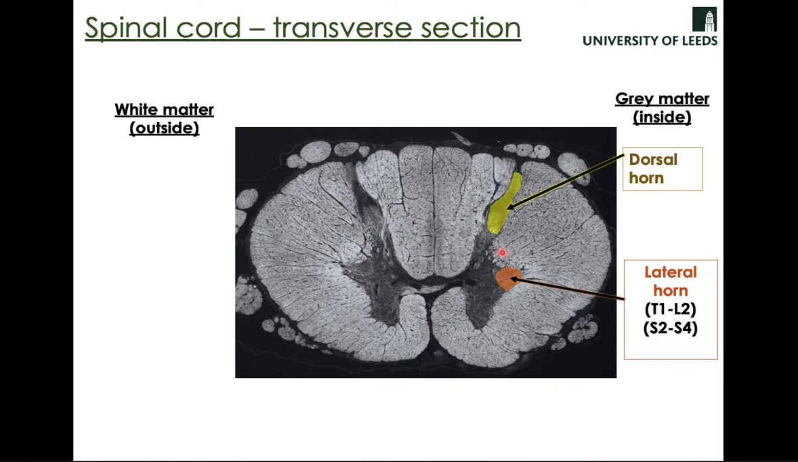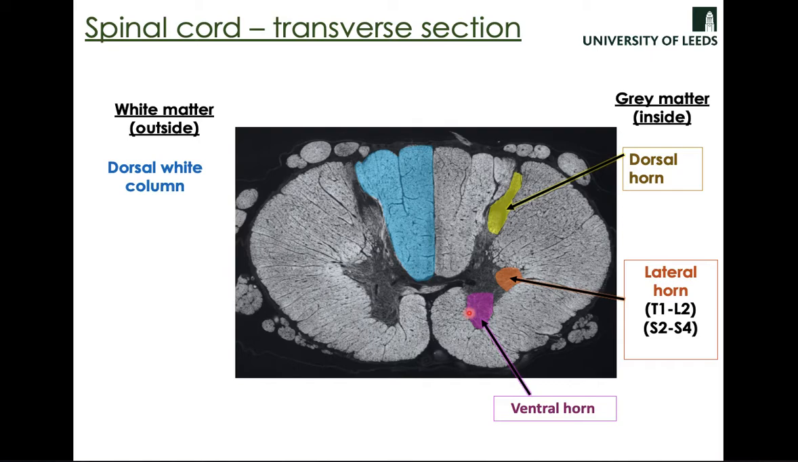We're also going to have a lateral gray horn, but this lateral gray horn only exists between the T1 and L2 levels of the cord and the S2 and S4 levels of the cord. This is going to form the origin of preganglionic visceral motor neurons of the sympathetic and parasympathetic nervous systems. The ventral gray horn, here ventrally, contains the somatic motor neurons that are going to go and innervate our muscles.